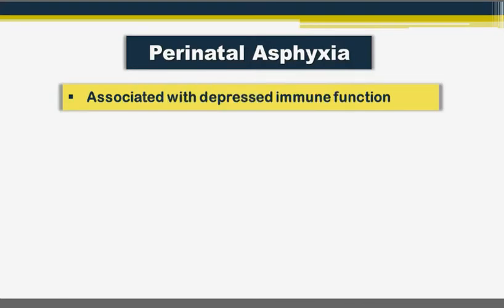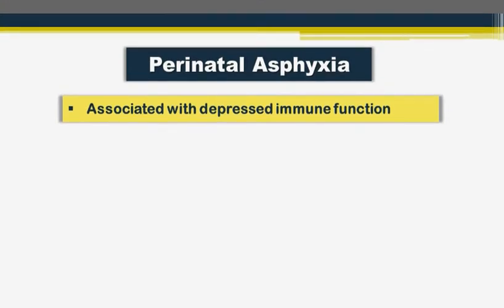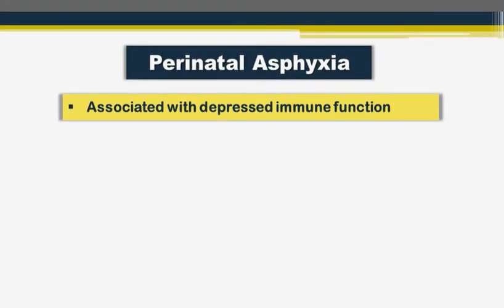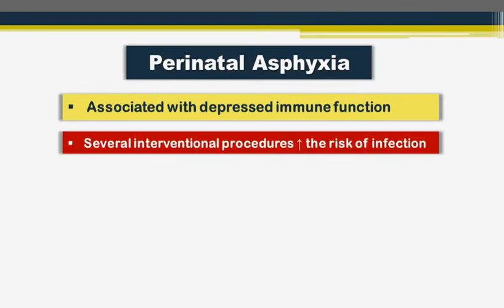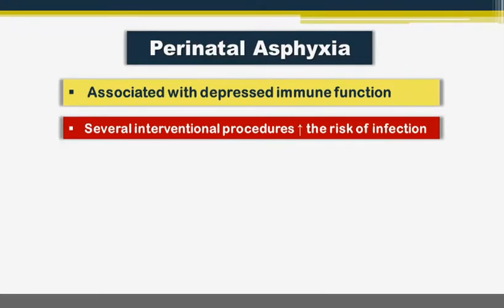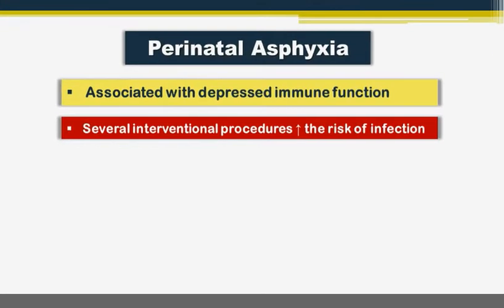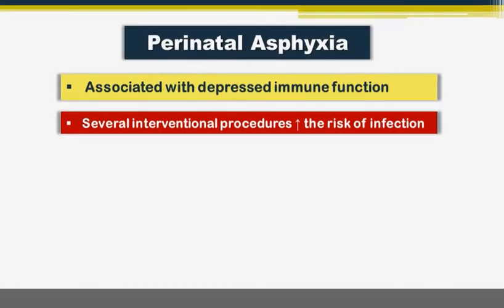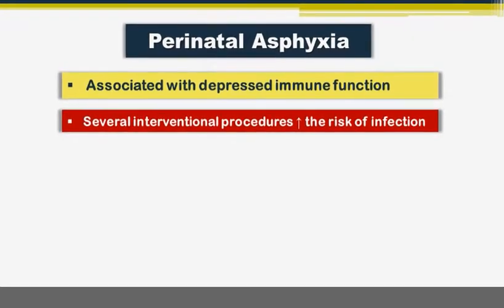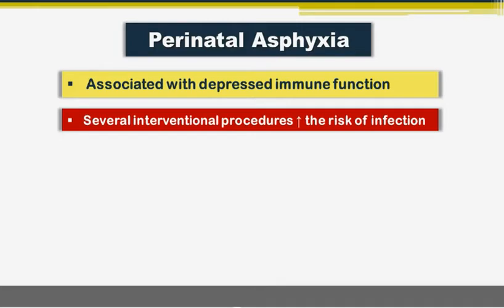Of course, it will be associated with depressed immune function because of the hypoxia and because of the acidosis. This will affect the immune function and the immune response. Several intervention procedures will increase the risk of infection. You know, perinatal asphyxia needs excessive resuscitation. We will use devices to resuscitate the baby. So this will cause an outlet, and an inlet of pathogens to the baby.